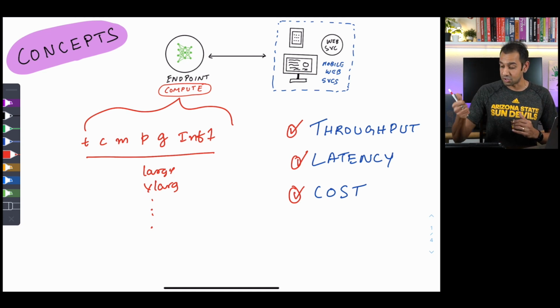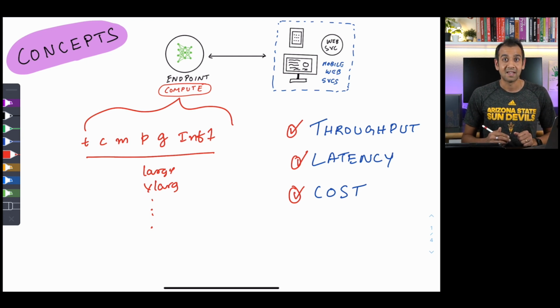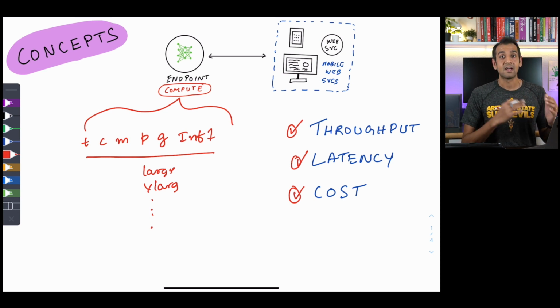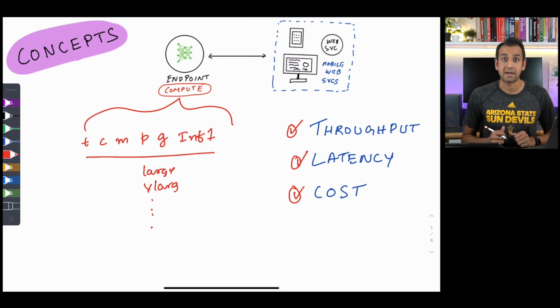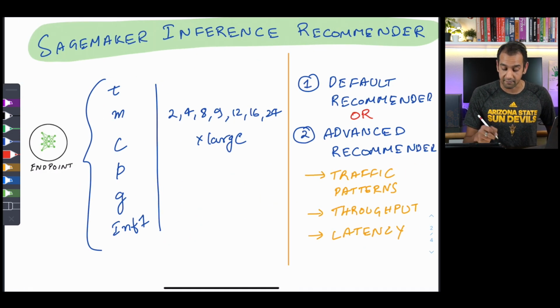Specifically, if you want to measure throughput and latency and cost for all these different options, just imagine having to set up a testing framework, taking your model, and running it on all these different options, not to mention the fact that you need to be able to simulate different traffic patterns as well. Thankfully, we have SageMaker Inference Recommender that will do all of this automatically for you.